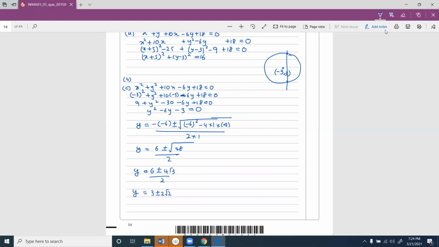With this, you can say the x coordinate is minus 3. Minus 3 comma 3 plus 2 root 3 is one solution. Minus 3 comma 3 minus 2 root 3 is the other solution. That's the way of getting this answer.